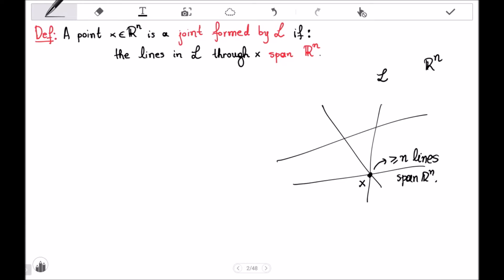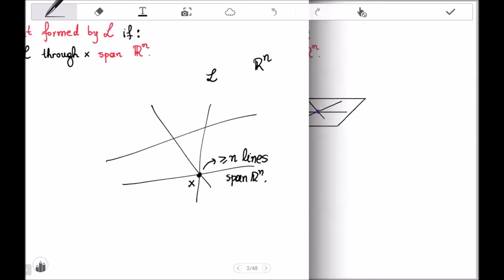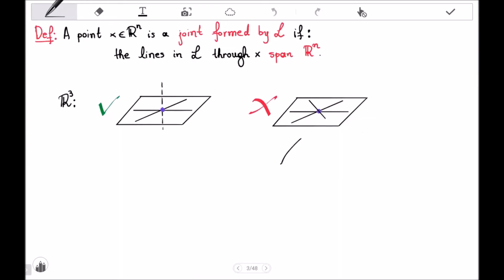Okay. So it is very easy inside R^2 to create a joint. Any two lines intersecting at a point create a joint there, because the directions are linearly independent and therefore they span R^2. But in R^3 already it is more difficult. Here these are three coplanar lines. They don't span R^3 where they meet, so they don't form a joint. They need to be non-coplanar to create a joint. So it feels that in higher dimensions, it should be harder and harder for lines to create joints.